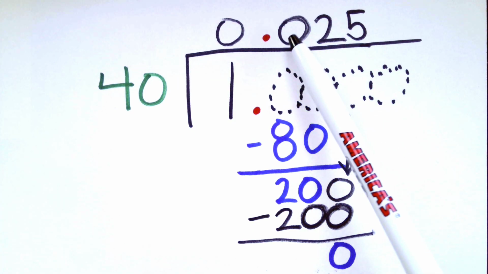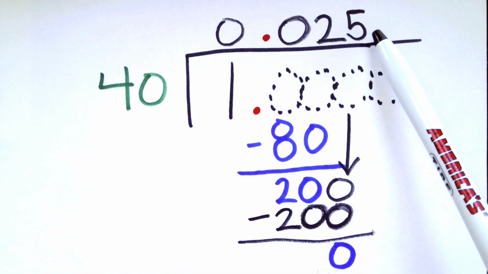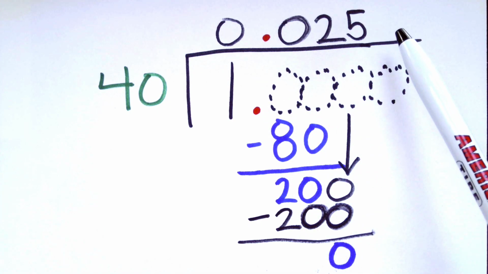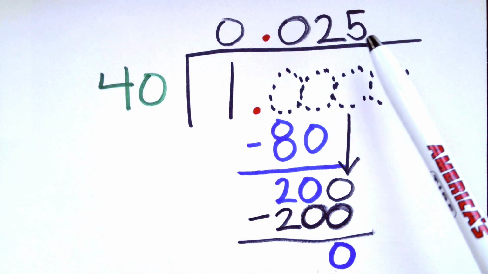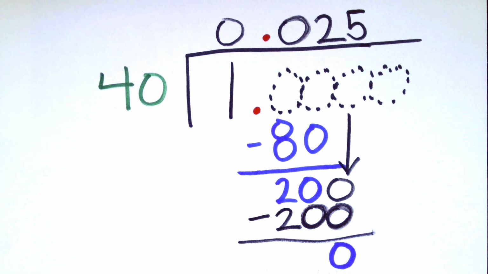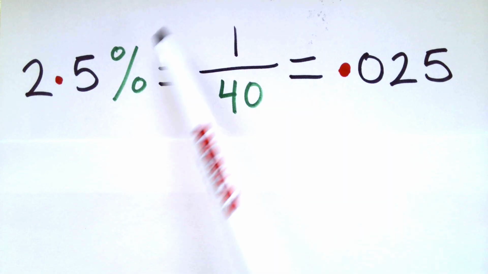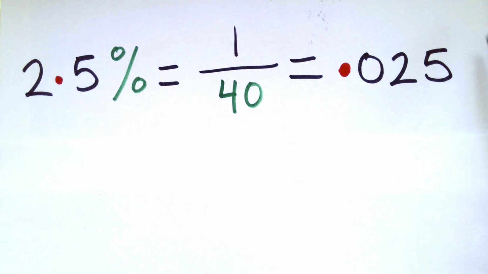Leaving my value at 0.025. We have the tenths place, the hundredths place, and the thousandths place. So this could be said as 25 thousandths, 0.025. And so now we have our decimal from our fraction. Okay, so now here you can see, wait a minute, hold on, it's not a fraction. That's a percent. You can see percent, 2.5% converted into a fraction, 1/40th, converted into a decimal, 25 thousandths.